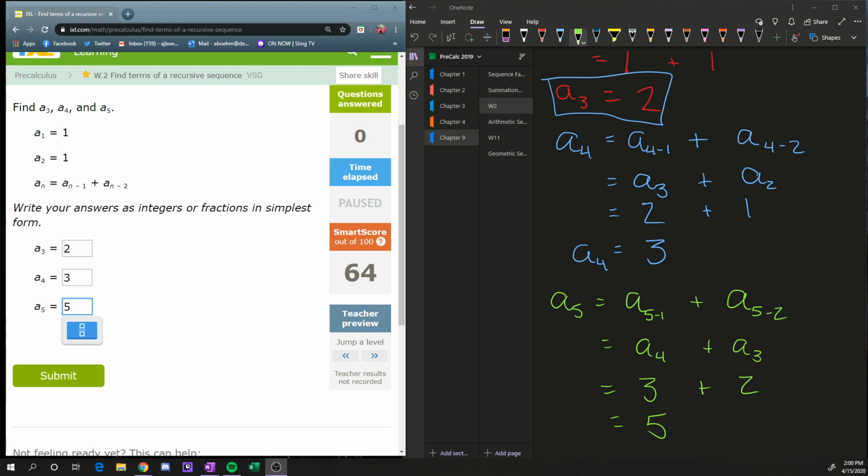How did you get 3 plus 2 on the green one you just did? Okay, 3, so A4, that's the fourth term. The fourth term is 3. So maybe if I color code it. And then the third term is 2. Okay, so that's just substituting in what we found already. So the fourth term here, that is 3. The third term here, that is 2.